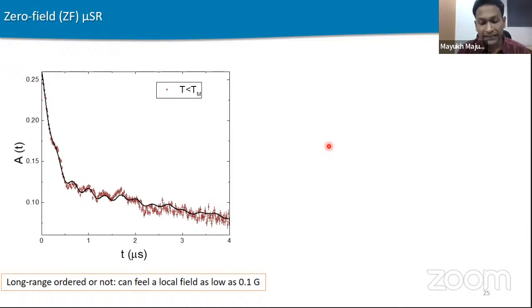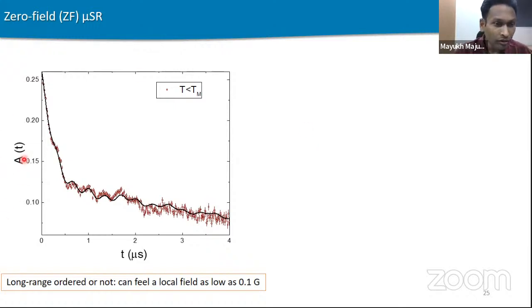Since the muon has a finite spin, it can really sense the local field around that particular muon site produced by the magnetic elements. So if you are in the long-range magnetically ordered state, the muon is going to feel a local static magnetic field. And since the muon has a spin, it will start to precess around the local magnetic field. The precession frequency is proportional to the local field that the muon is experiencing.